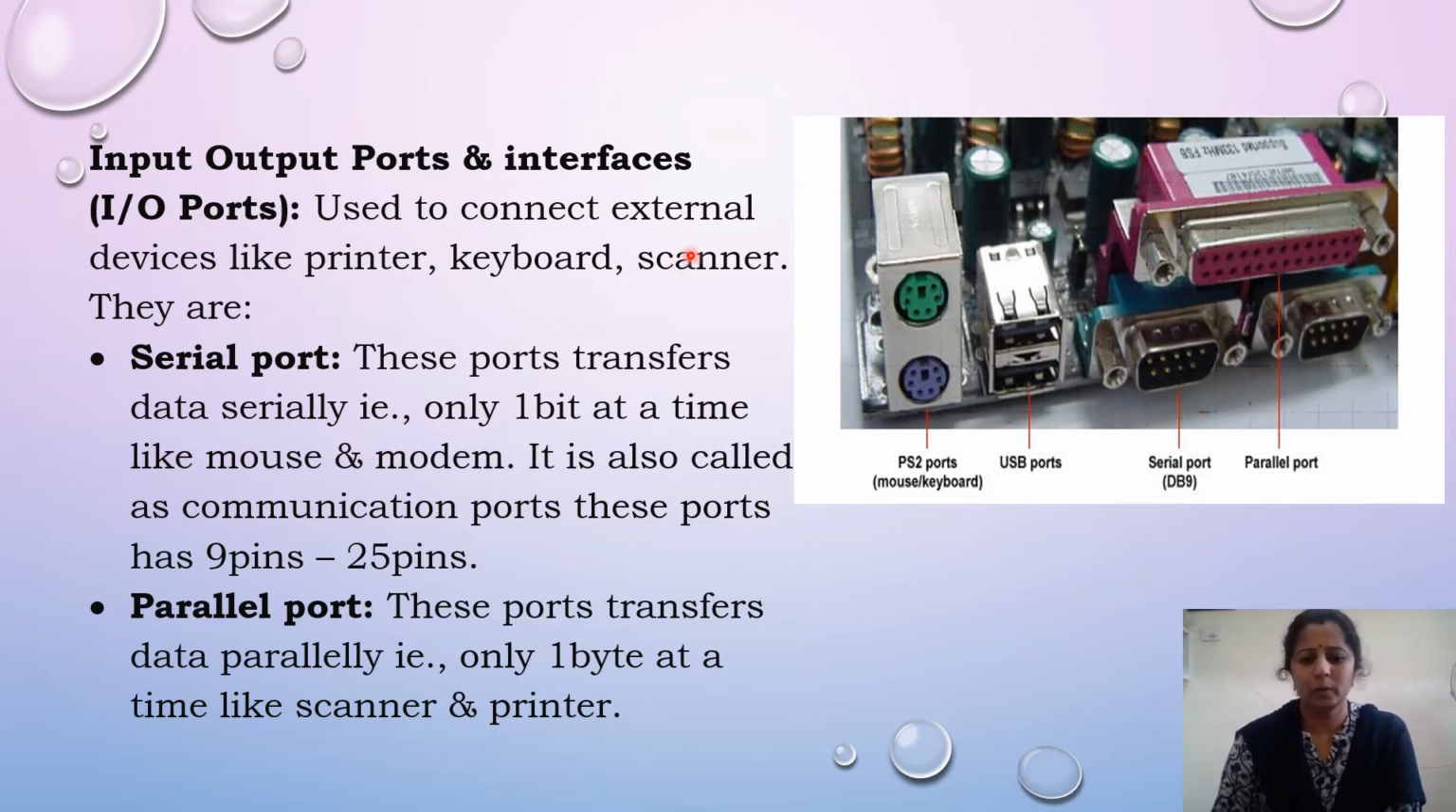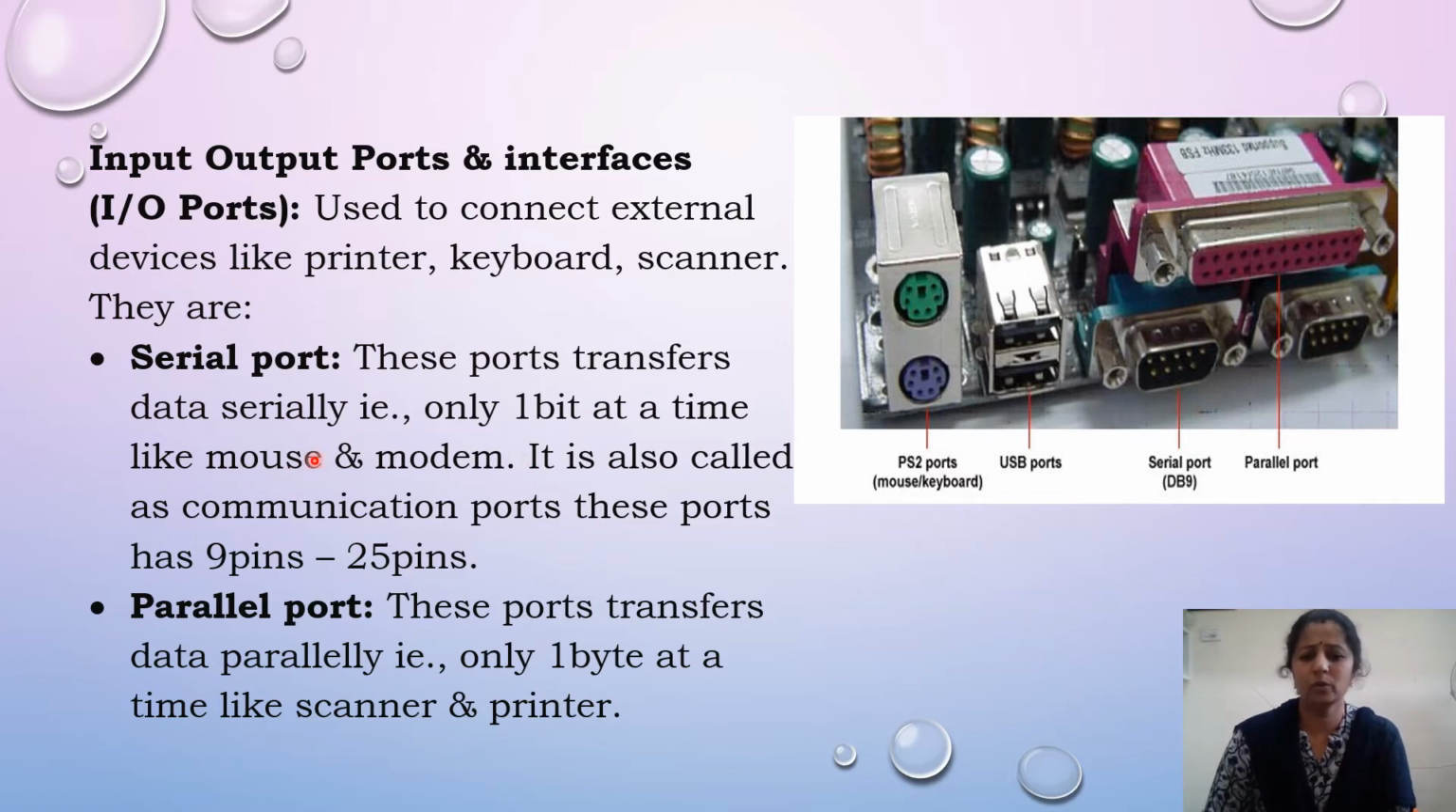Your input and output ports. There are 2 different kinds of input and output ports, that is your serial port and parallel port. Your serial port carries only 1 bit of data. That means either 0 or 1. That means 1 means true, 0 means false. That is, only 1 bit of data will be transferred in the port.